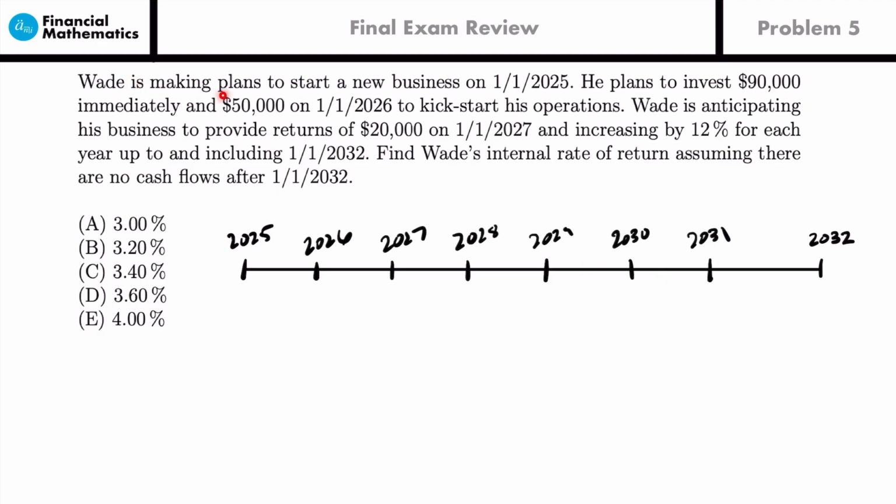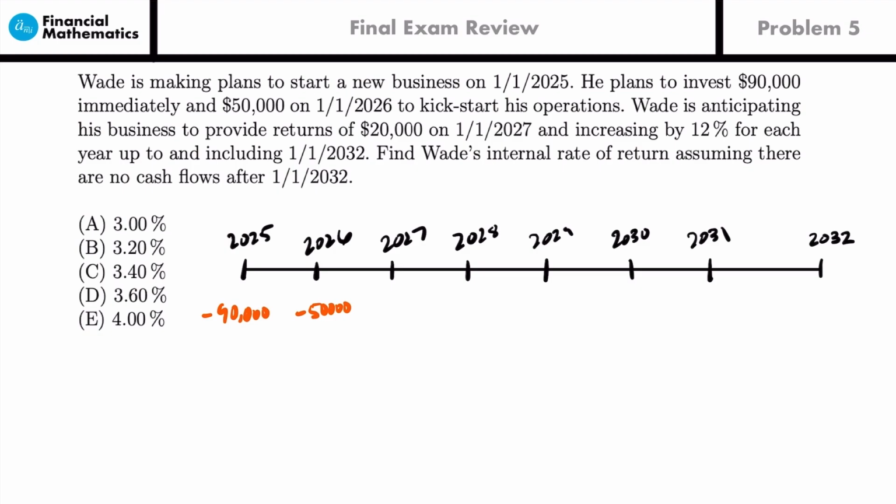Now, Wade is going to invest $90,000 immediately. So since that is an investment, that is going to be a negative cash flow, or in other words, it is an outflow from the perspective of Wade's business. So at the beginning of 2025, we have negative 90,000. And then he's also going to make an investment of $50,000 on January 1st of 2026. That would be right here. So that's another outflow. It's another investment. So we have minus 50,000.